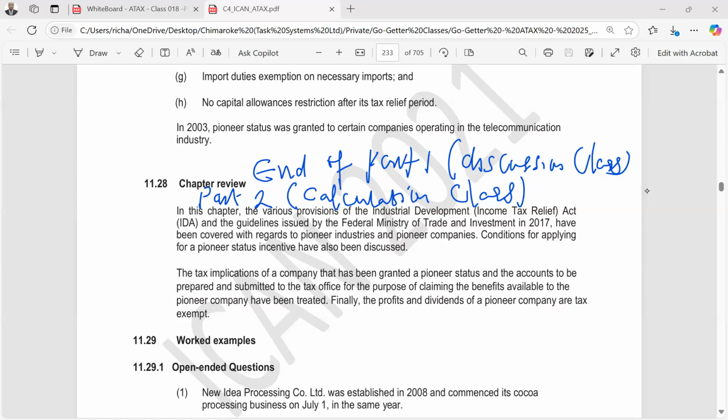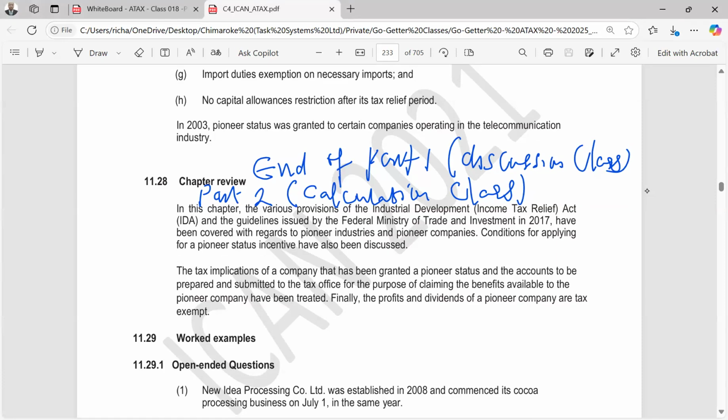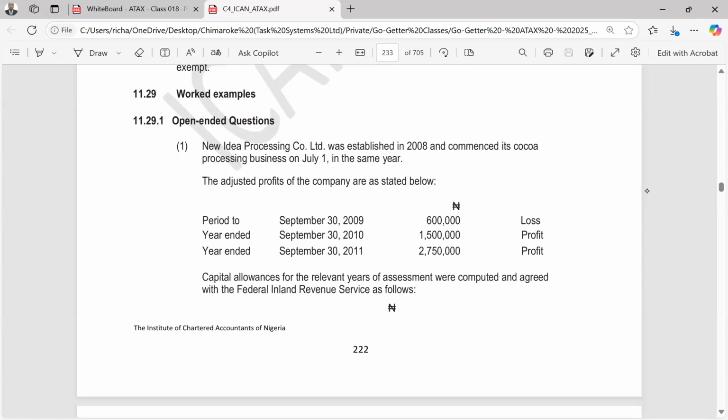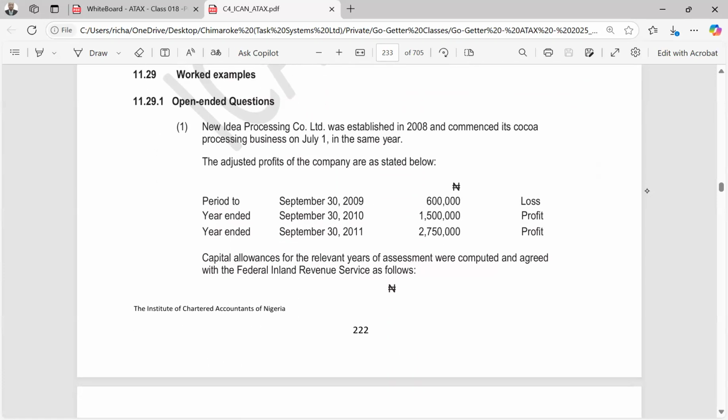Now, if you are given a calculation problem in pioneer legislation, know that you are either going to be tested on the cessation rule or the commencement rule. So take this as a bonus for doing the cessation or commencement rule. Now let us look at question number 1. This is like a typical question that can come in your exam.